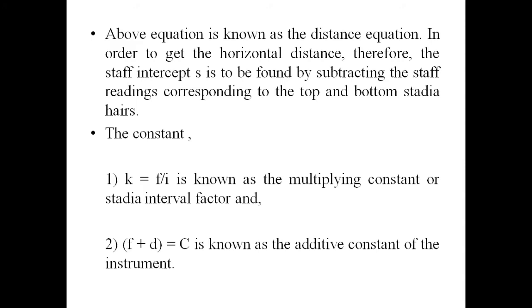In order to get the horizontal distance, the staff intercept is to be found by subtracting the staff readings corresponding to the top and bottom stadia hairs. That means it is the difference between the top hair reading and the bottom hair reading. That is called the staff intercept. The constants: number 1, K or F by I is known as the multiplying constant or Stadia interval factor, and F plus d, also known as C, is the additive constant of the instrument.